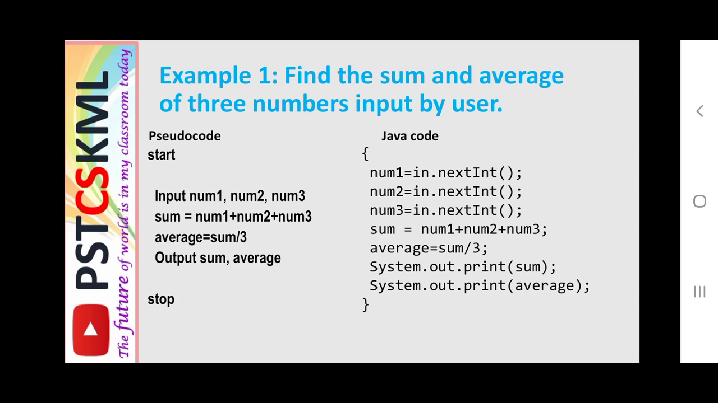So you input three values: num1 equals in.nextInt(), num2 equals in.nextInt(), num3 equals in.nextInt(). Then we have sum equals num1 plus num2 plus num3, average equals sum divided by 3. Then System.out.print is your output for sum, and one more output is average. So when you do this coding, you will have the output in one line, because there is no println or newline character involved in this coding. So you will get sum and average side by side.